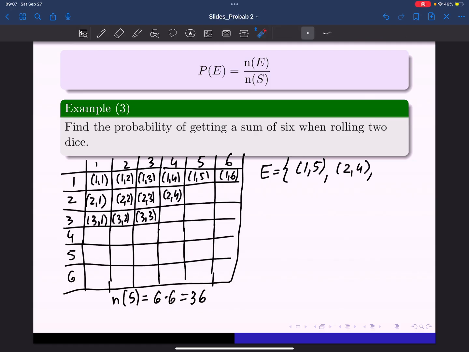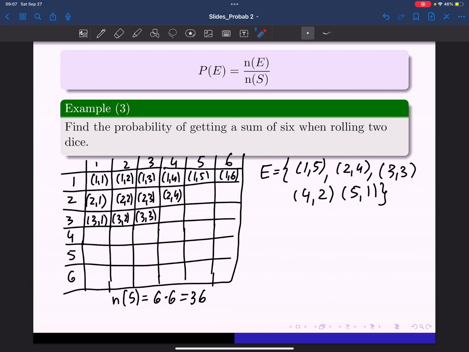Then what can we have on 3? 3, 3. Then we would have 4 needs to go with what? 2 to add it to 6. 5 needs to go with 1 to add it to 6. And we cannot have anything else because 6 would be with 1, it's already 7.